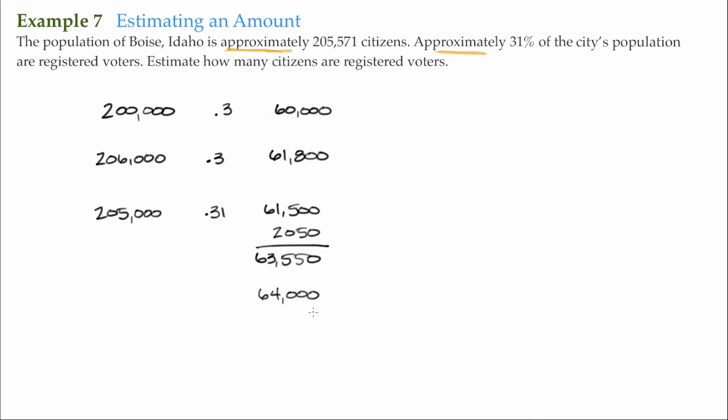The whole idea of these exercises is to be able to hone your skills in estimating, not necessarily to come up with an exact answer. But for something like this, put it in context, we can easily say somewhere between 63,000 and 64,000 registered voters. And that's about it.